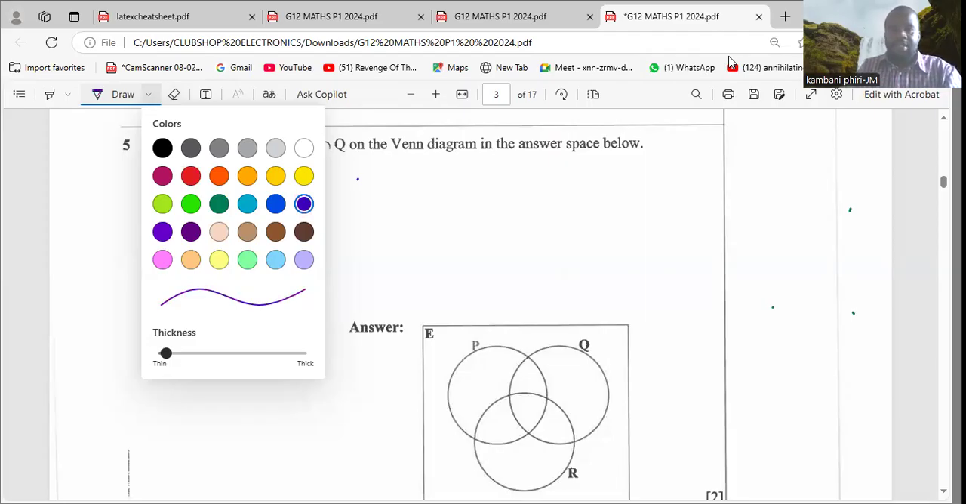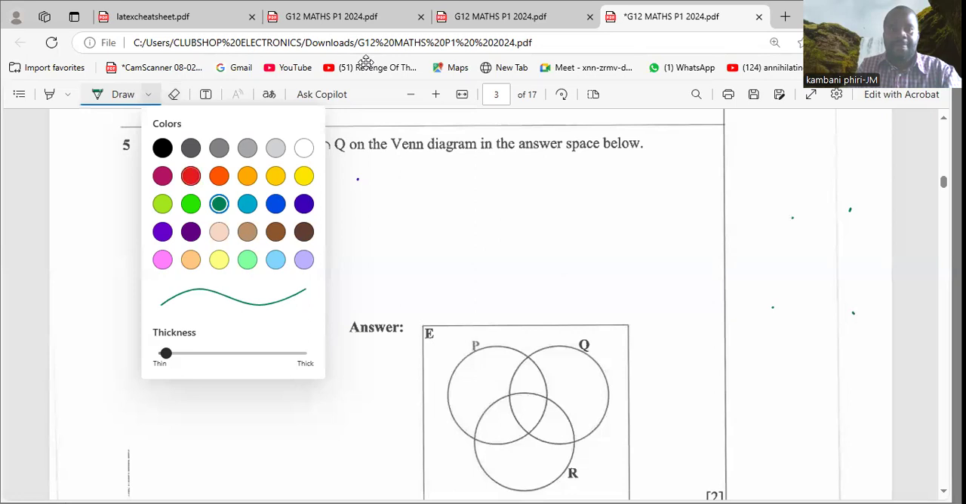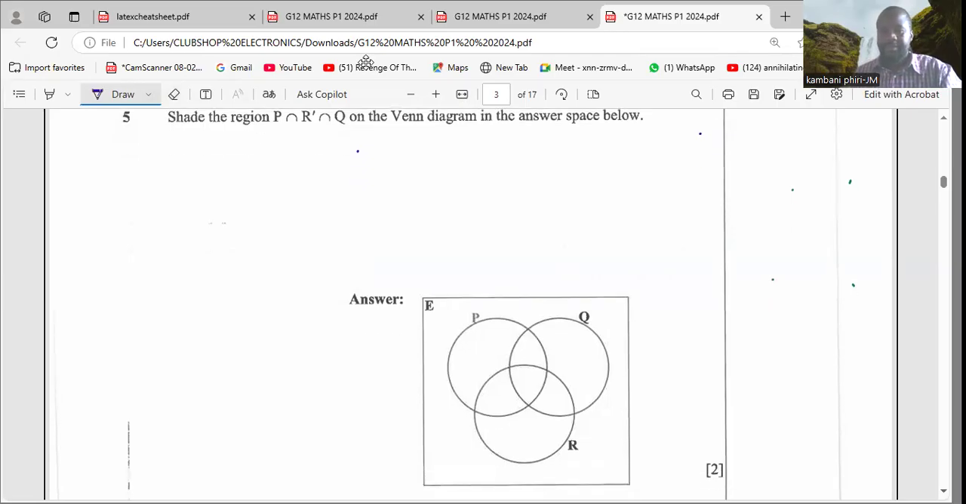Okay, so in this presentation, we want to look at sets, matrices, vectors, and sequences and series, AP. Okay, so let's look at the first question. Shade the region P intersection R complement intersection Q on the Venn diagram.